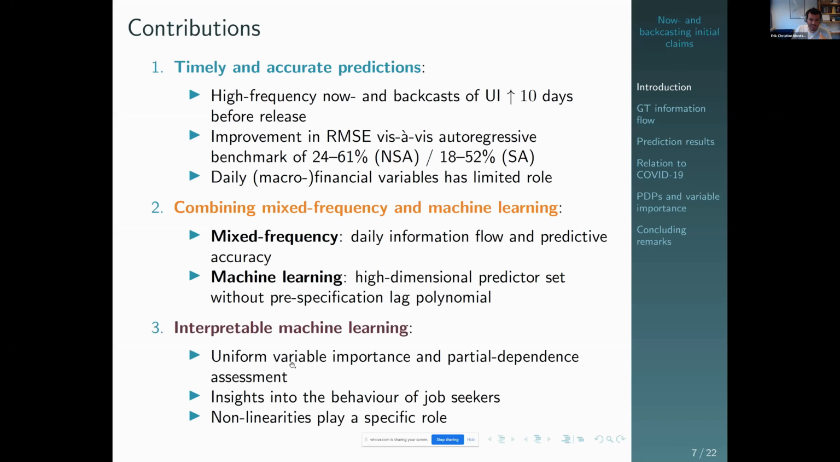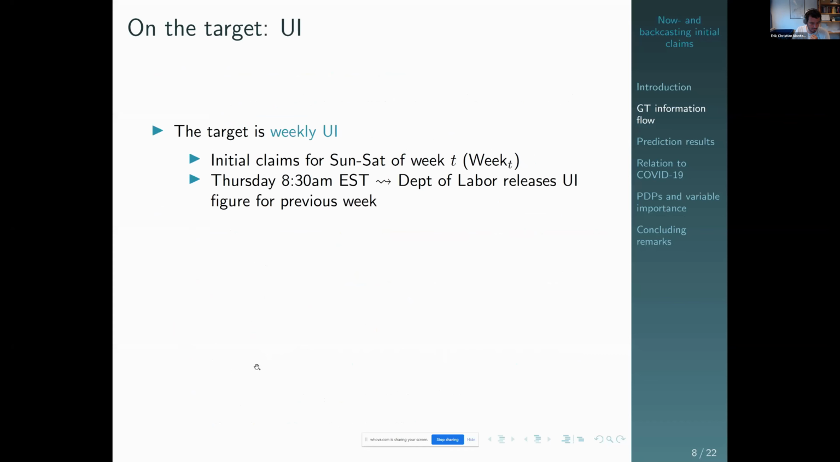Then we also have a section in the paper where we dig into interpretable machine learning and try to get interpretability out of these black box models, in particular neural nets, that can be hard to interpret, since they are almost by definition black boxes. And this allows us to get some insights into the behavior of job seekers during this crisis, and see the role of nonlinearities, right? Because we have both linear and nonlinear machine learning methods.